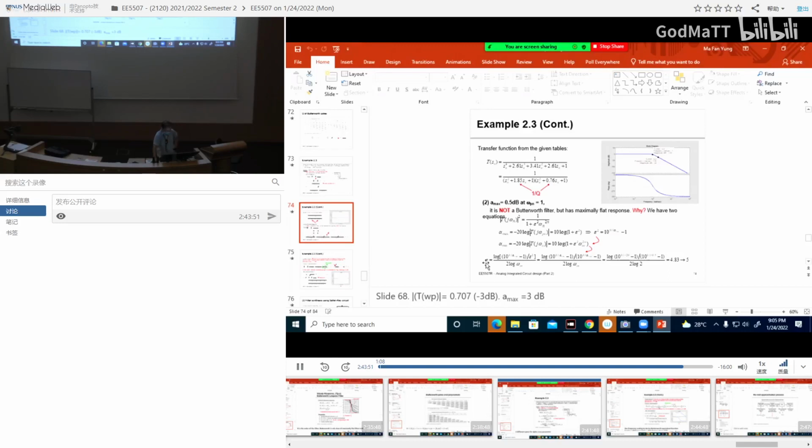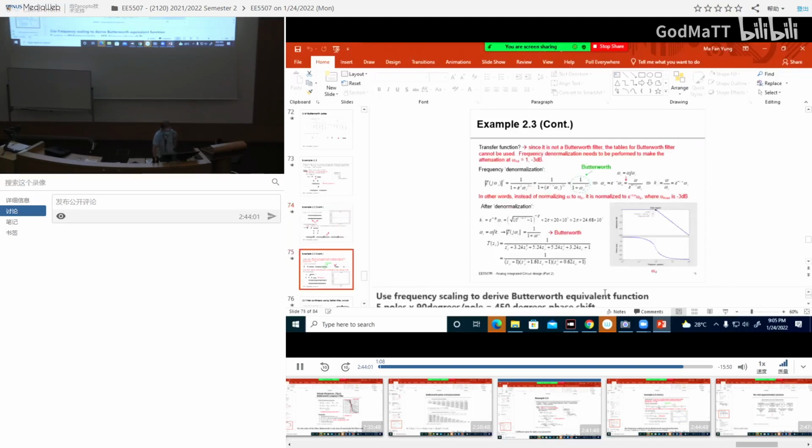And you can calculate. So now the order becomes 4.83, so round up becomes 5. So now the order has increased from 4 to 5. So now how do we find the coefficients? We cannot use the table for Butterworth because it's not a Butterworth filter. So here we will do a simple smart trick. Engineers are very good at tricks.